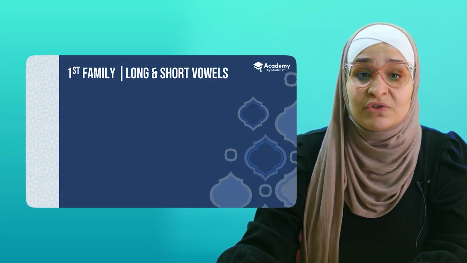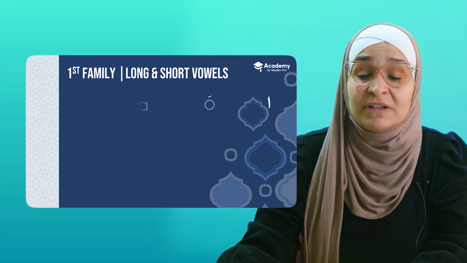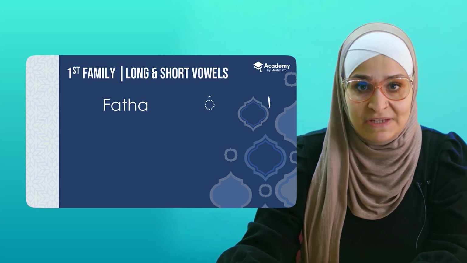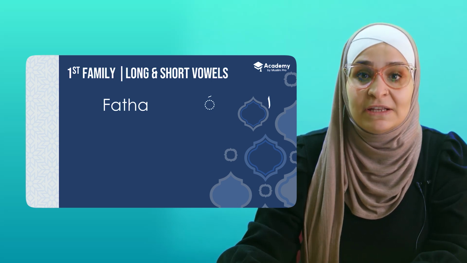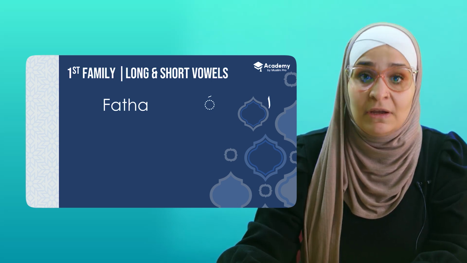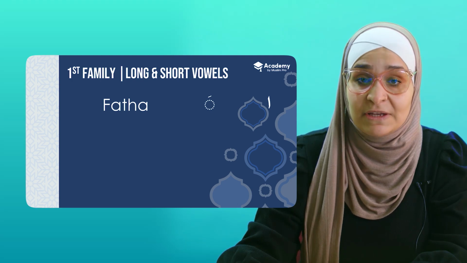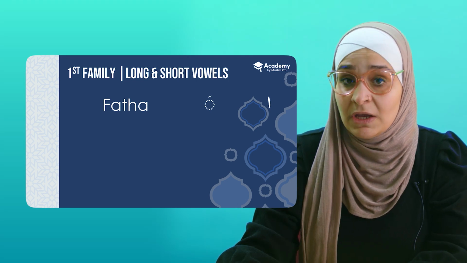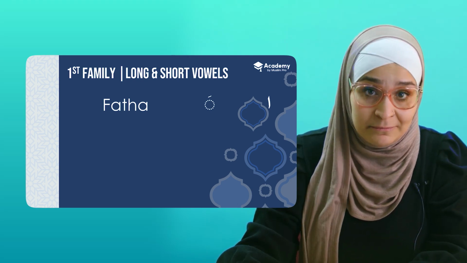Let's go over long and short vowels. So, as we said previously, the first long vowel is the Alif or the A, and the smaller version of it is the Fathah. As you can see, it's a tiny dash on top of the letter, and you will see how it's written in a second with the other consonants. So, long vowel is A, short vowel is A.